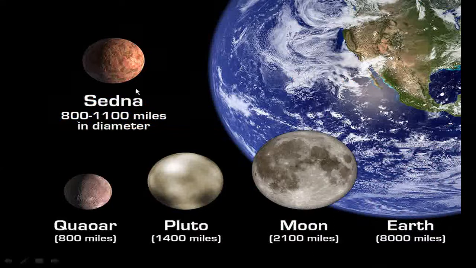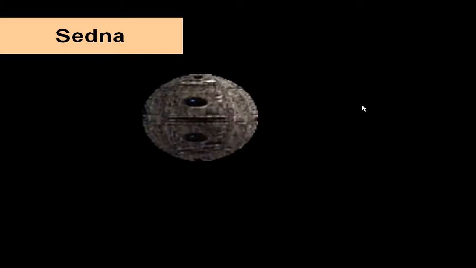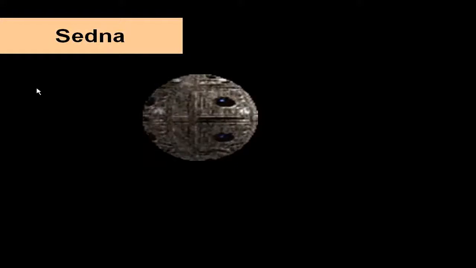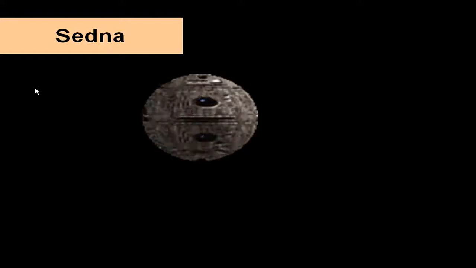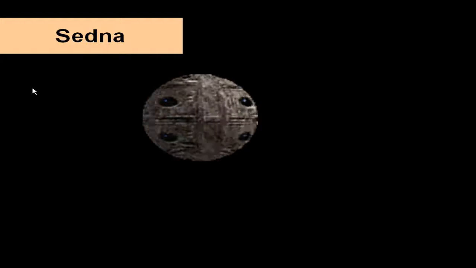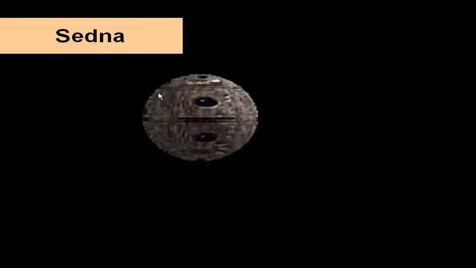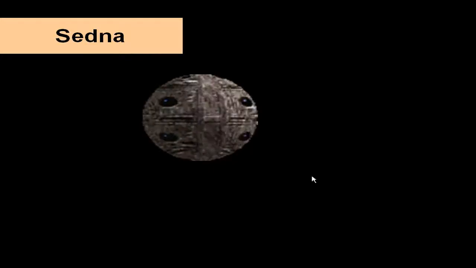One of those discovered was Xena, which is smaller than Pluto, just a little bit smaller than Pluto. It was discovered in 2003. There is no good picture of Xena, so I've taken the liberty to use my own artistic expression to show what Xena might look like. Here it looks like the Death Star from Star Wars.